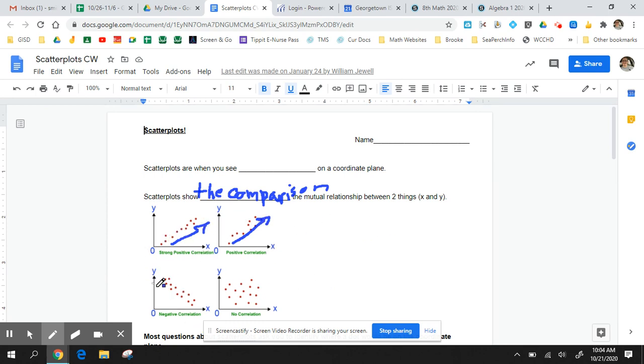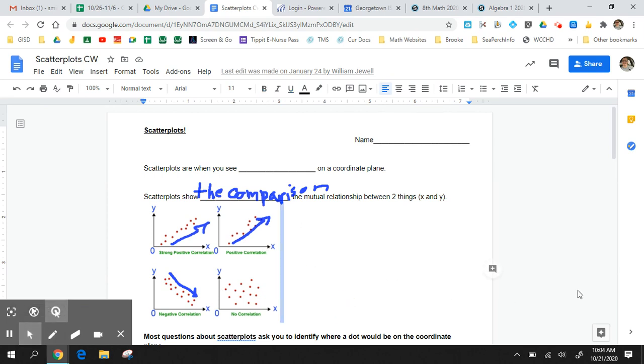And a negative correlation is when it's going down as you go off to the right side. You can have a strong negative correlation, just like a strong positive one. It just means those dots are closer together. And the last type of graph is no correlation. The dots are everywhere. You cannot tell if it's a positive slope or a negative slope. So it's everywhere and anywhere those dots can be.